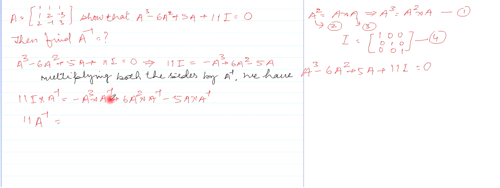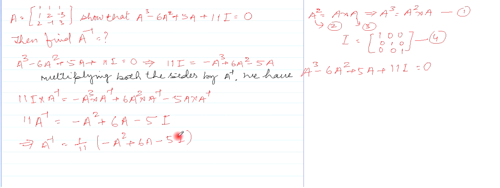Then A cube into A inverse, so minus A square. Then 6A square into A inverse is 6A, right, because the power will be cancelled out here. Minus 5A into A inverse is the identity matrix. The product of any matrix to its inverse matrix is always the identity matrix. Clear? Then finally, we can find this value. A inverse is 1 upon 11 of minus A square plus 6A minus 5I, right? This is the required expression.